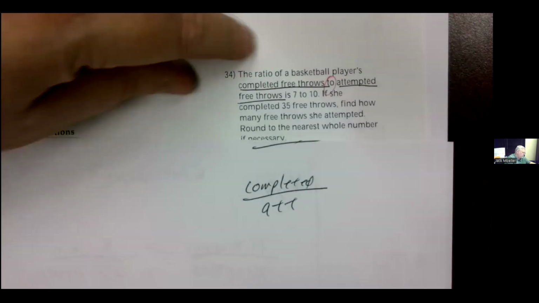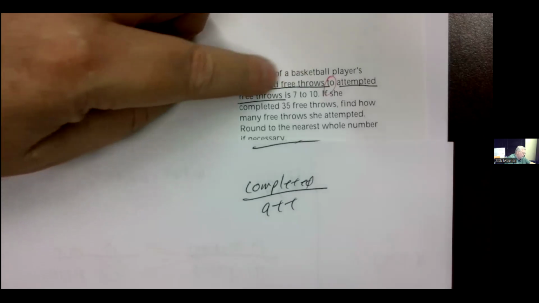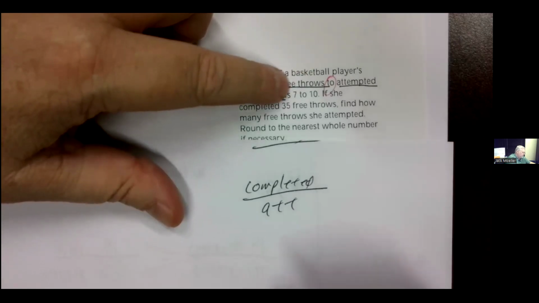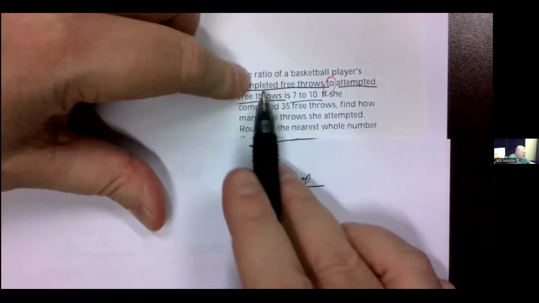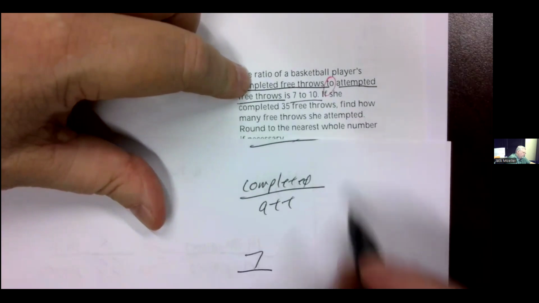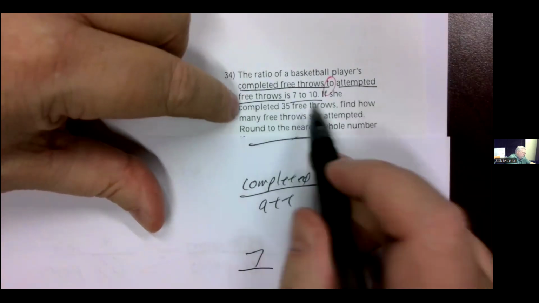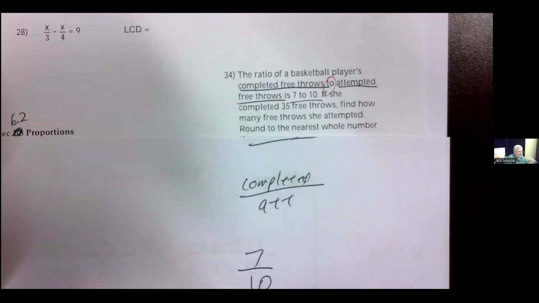So the ratio of basketball player's completed to attempted is 7 to 10. Well, what does that mean? These are in the same order. So the completed is 7, so 7 goes on top. And then attempted is second, attempted 10 is second. So that gives us 7 tenths.